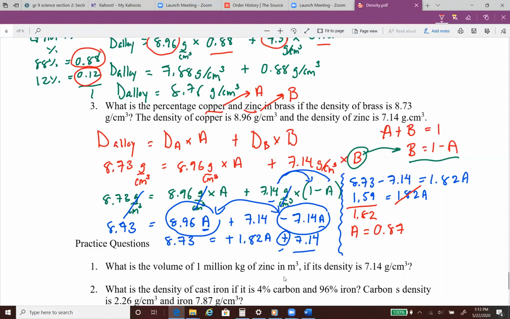Now, the way we set it up, A is copper. So copper is 87%. Now, we can then figure out what B is, because we said B is 1 minus A. So B would be 1 minus 0.87. So that would be 0.13. You'll notice these two numbers add up to 1, right? So copper is 87%, zinc is about 13%.